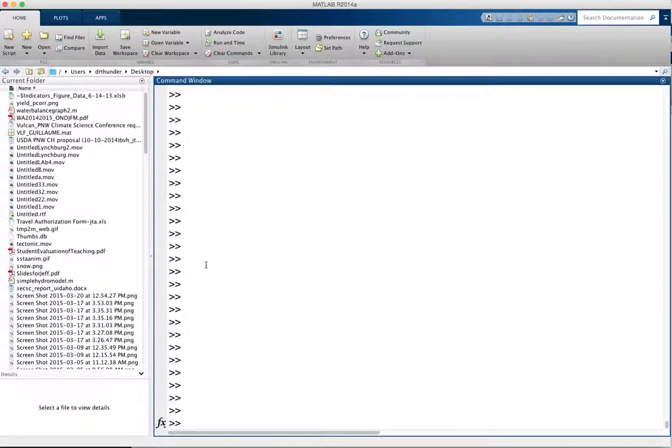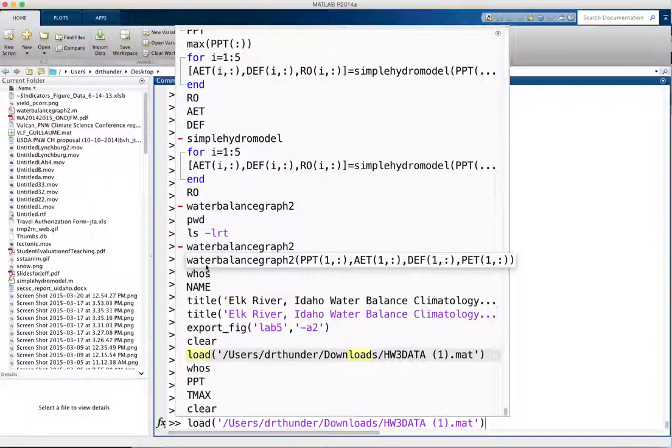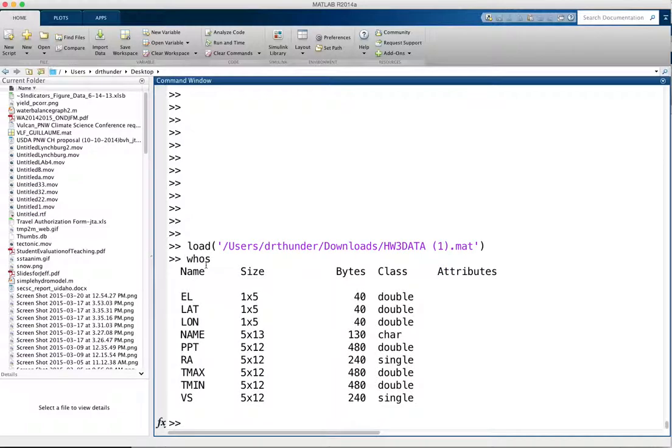So before you start Lab 5, what you should do is download both the MATLAB binary file as well as the three functions listed in steps 1 and 2 of the lab itself. So I will start here by loading up the MATLAB binary file. This file contains a number of variables that are associated with the 5 stations across the Columbia Basin and into the Palouse. And see the variables listed here.